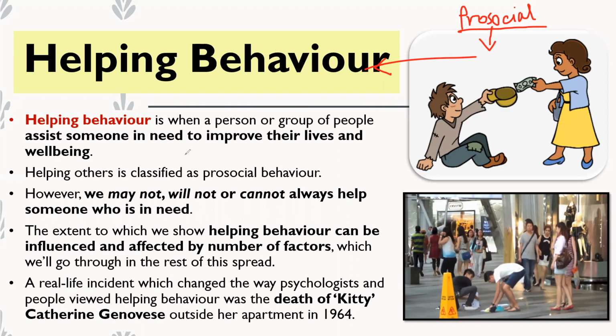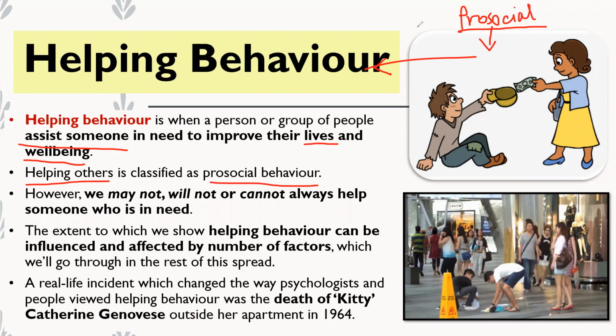So what is helping behavior? Helping behavior is, again, very similar to the definition of prosocial behavior. It's when you're assisting someone in order to improve their lives or to improve their well-being. Okay, and that could be any of the well-beings, like physical well-being, could be mental, could be emotional, could be social. Okay, it could be any of those different types of well-being or health that we talk about. As we said, helping others is an example of a prosocial behavior.